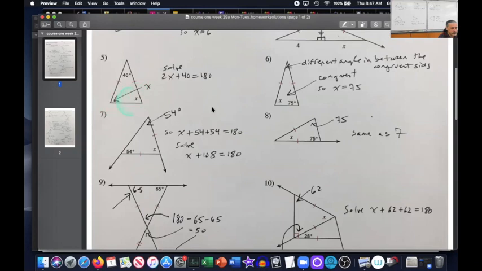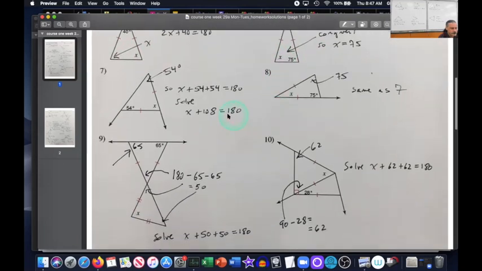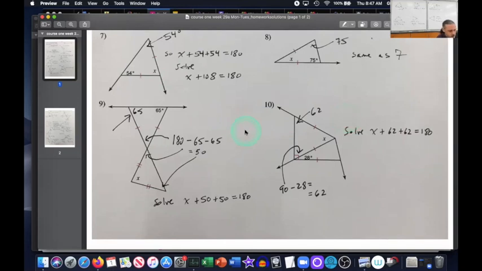Okay, and the same thing here. Since it's isosceles, then the two angles on the bottom are the same. Now, if you're looking for the angle that's different, the angle that's in between the two congruent sides, then you got to do some math relating to 180. Right? So you can just subtract the other two from 180 or solve this equation. Right? And then 9 and 10, that's when it started to get a little tricky.